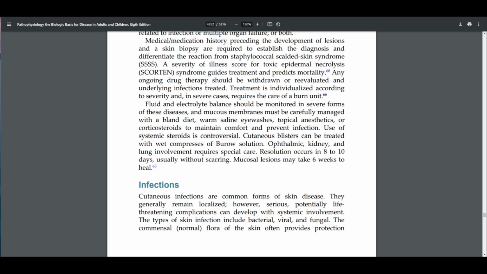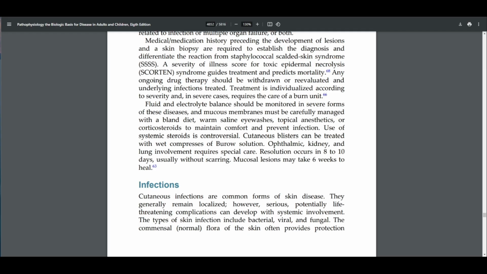Medication history preceding the development of lesions and a skin biopsy are required to establish the diagnosis and differentiate the reaction from staphylococcal scalded skin syndrome. A severity of illness score for toxic epidermal necrolysis syndrome guides treatment and predicts mortality. Any ongoing drug therapy should be withdrawn or re-evaluated and underlying infections treated.